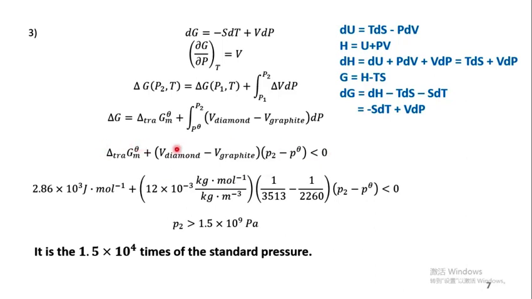Because we want this reaction to happen, this delta G has to be less than 0. So we have this one. Then we have this one. After calculation, we have the pressure is bigger than this one. It means when pressure is over this value, the graphite can be transformed to the diamond.